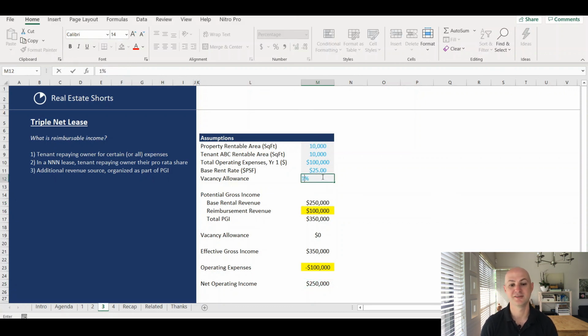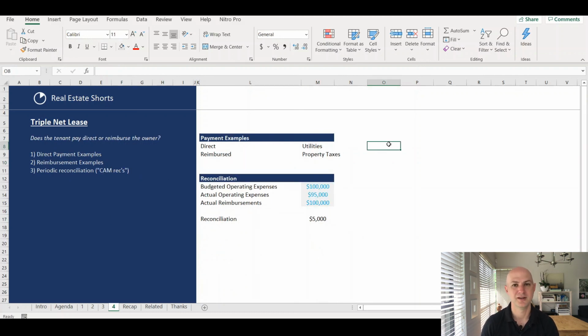You'll notice that the second we begin to introduce any amount of vacancy allowance, NOI does not exactly equal base rental revenue. So again, these two numbers are different. Now, I think another important consideration is what happens if the tenant doesn't occupy 100% of the space. Same issue. Some tenants may have a triple net lease. Some tenants may have another kind of lease within the same property. So you can't budget collection of 100% of those operating expenses.